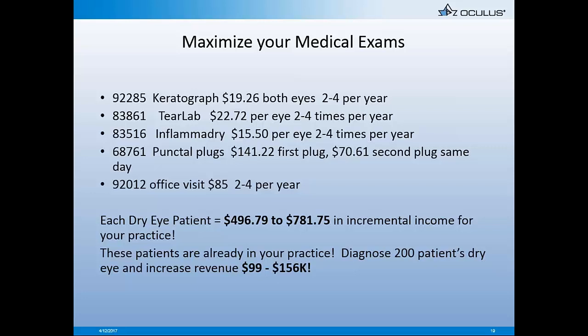So each dry eye patient, I've got it listed here, the incremental income that you will make off of those is significant. All of these numbers depend on whether you bring them back 2 times, 3 times, or 4 times. But on average, if you can diagnose 200 patients, you're going to increase your revenue here from $99,000 to $156,000. And I'll say that there's very few of you that couldn't put 200 patients into your dry eye clinic fairly quickly, especially if you're doing the screening.